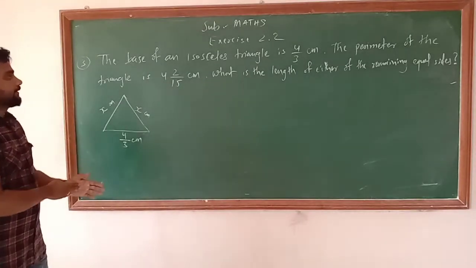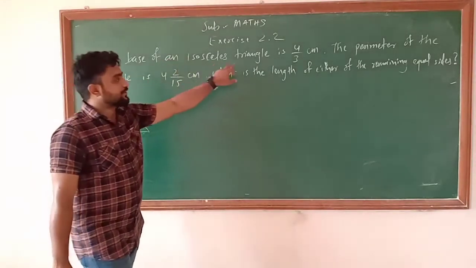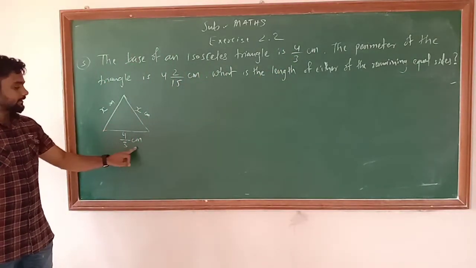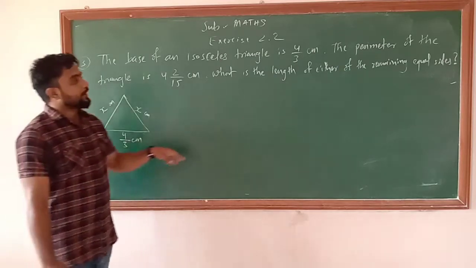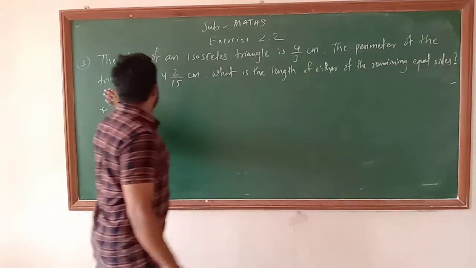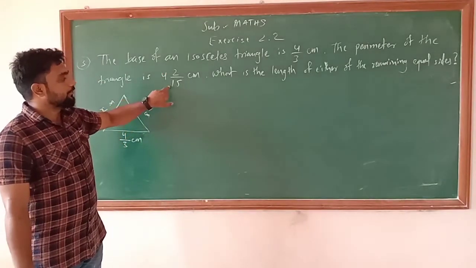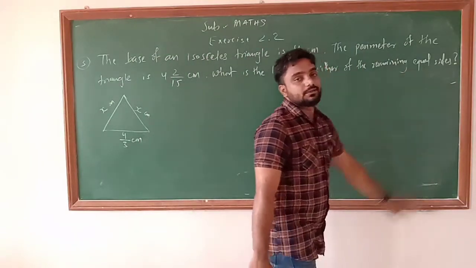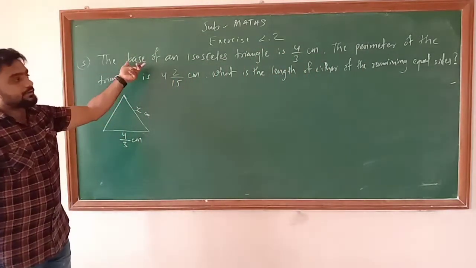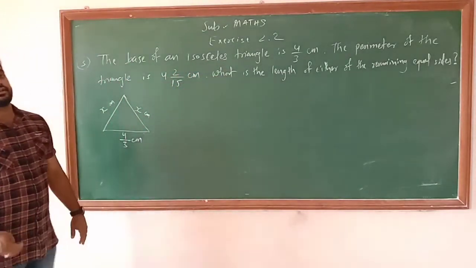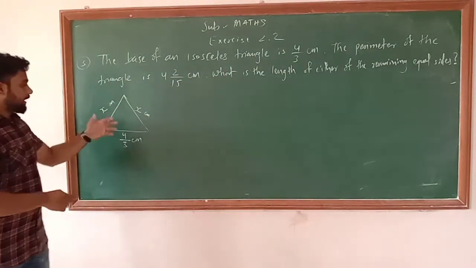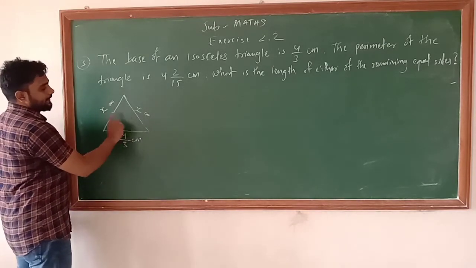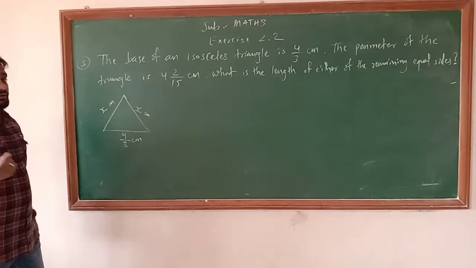Now proceeding to the next question. That is the third question. The third question is: the base of an isosceles triangle is 4/3 centimeter. So here I draw a triangle whose base is 4/3 centimeter. The perimeter of the triangle is 4 integer 2/15 centimeter. So what is the length of either of the remaining equal sides? So first of all one thing, यहाँ कौन सा triangle है? That is isosceles triangle. And isosceles triangle, that means what? Two sides are equal. So here I draw a triangle in which base is 4/3 centimeter and the two equal sides. Okay, we don't know the value of the equal sides.